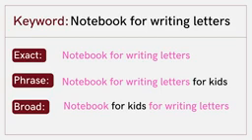For each keyword we have 3 variants. As an example, we have a notebook for writing letters. Exact displays our book only once someone has written the phrase notebook for writing letters in the search phrase. Phrase displays our book when our keywords are part of the search phrase. Broad displays our book when our keywords are found in the search phrase. So we check all 3 options.